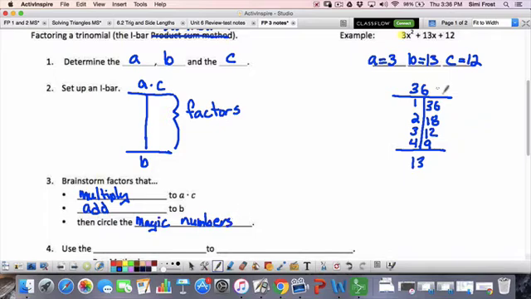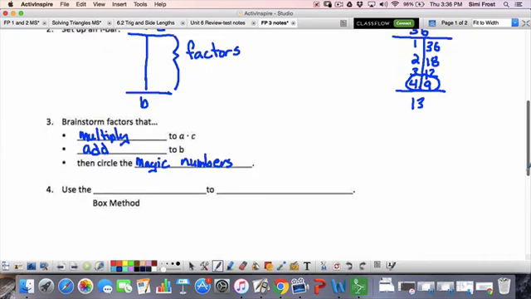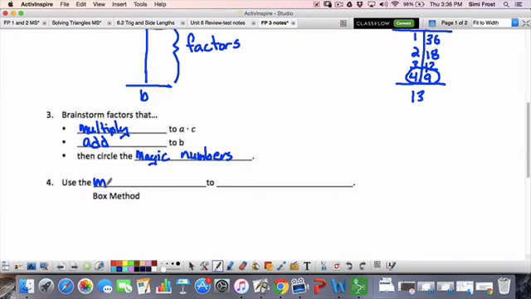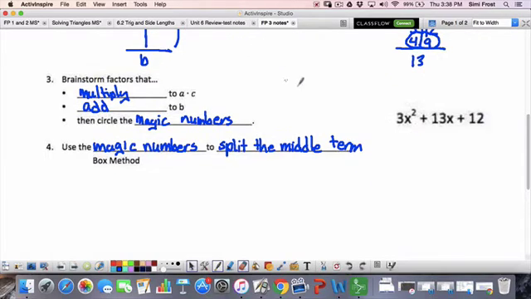Okay, this is where things get a little bit different. So we found our magic numbers, our 4 and 9. But instead of just going ahead and putting them into 2 sets of parentheses, we're going to use the magic numbers to split the middle term. So I'm going to copy my problem, my trinomial, down here so that I have it. Okay, so here's the trinomial that we are trying to factor, and we're now going to split the middle term. This is the extra thing that needs to happen here.